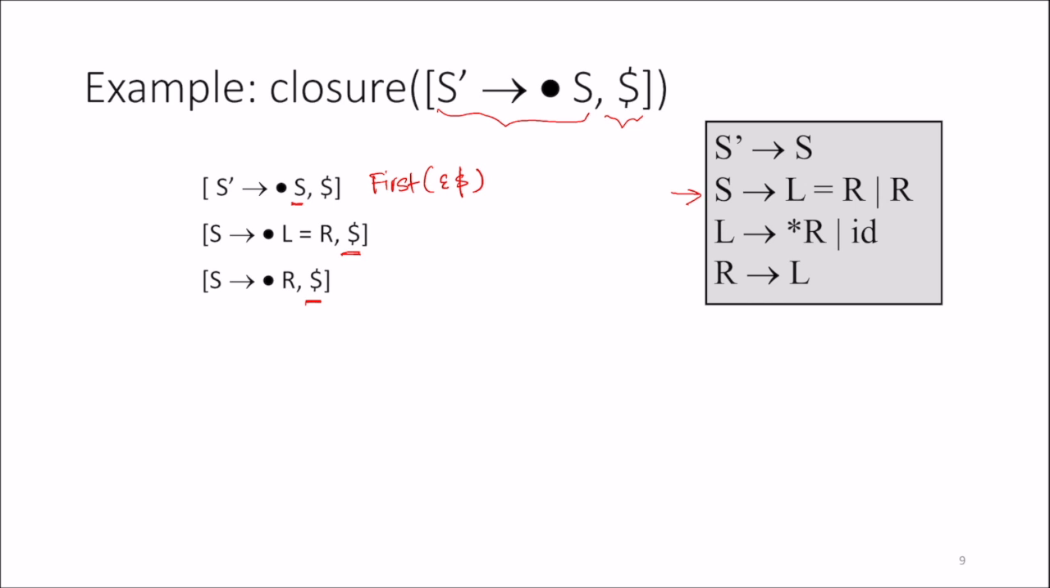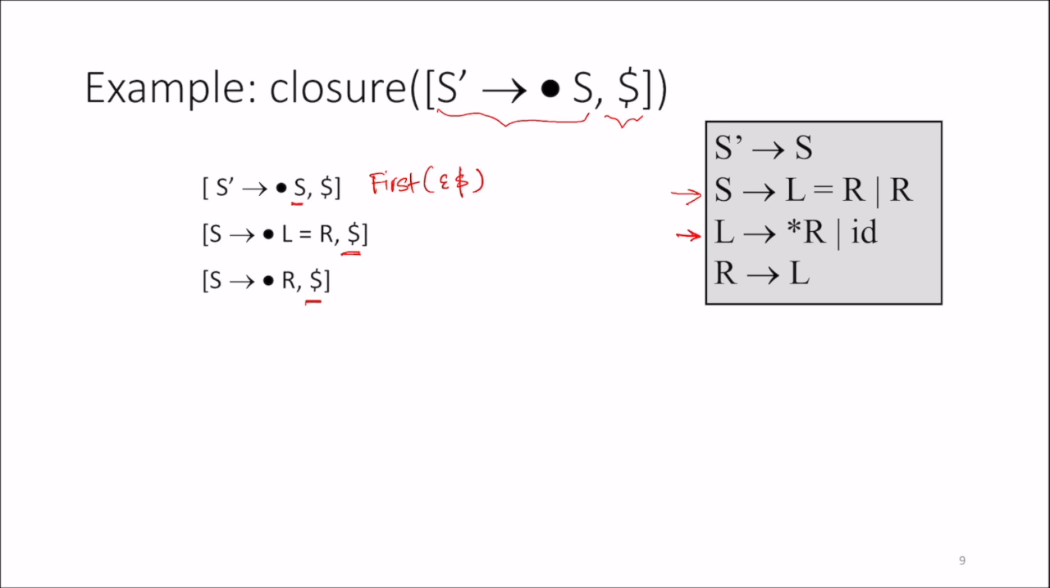Now the dot is before the L, so we look at all of the L rules. So notice that everything is exactly the same as the LR0, except that we have to keep track of this additional look ahead symbol. That's the only difference. So if you're familiar with the closure from LR0, this is no different, except that you're keeping track of this extra little bit of information, the look ahead symbol.